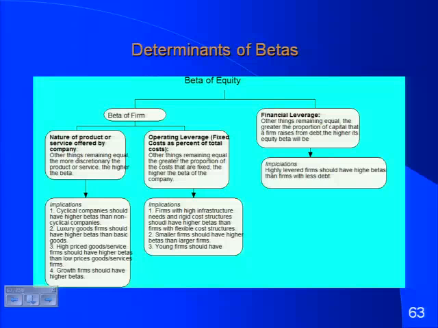And then I started the third sentence, but I never finished it, so you can finish it for me. Young firms should have, go ahead. Higher betas. And give me the rationale. What's it got to do with cost structure? What is it about young companies that might lead them to have?